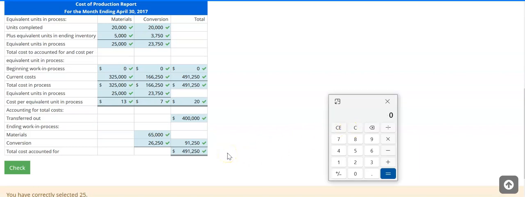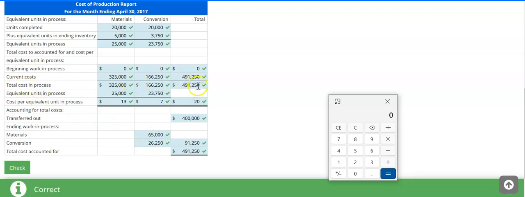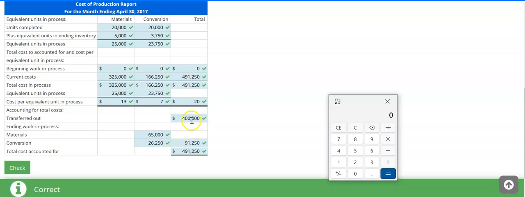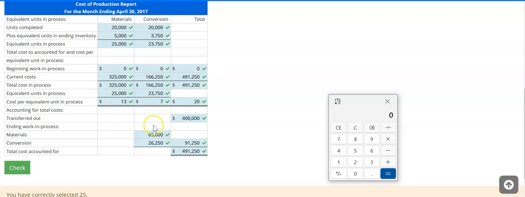I just want to say a couple things here. Notice our total costs in process are 491,250, and then we accounted for those. We've got 400,000 of that went to finished goods, and then we have 91,250 that's still in work in process at the end of the period. Now, this could be important if you are asked for what is the dollar value of the work in process inventory at the end of the period. Okay, you could be asked for any of these numbers, including these right here.